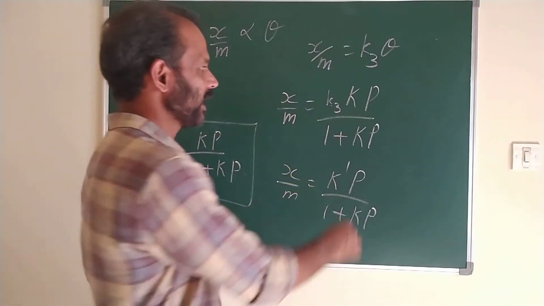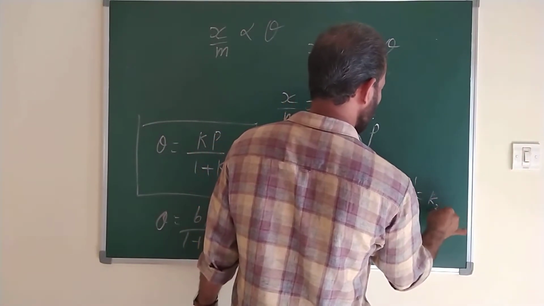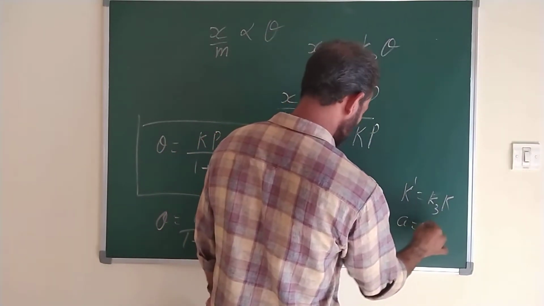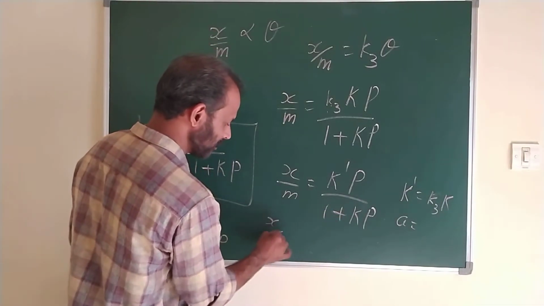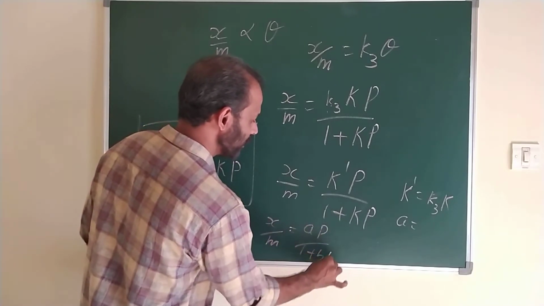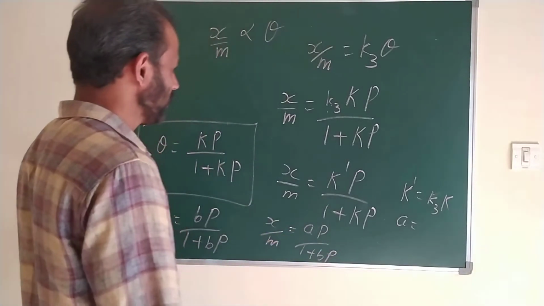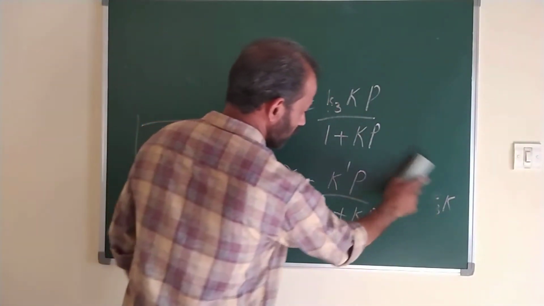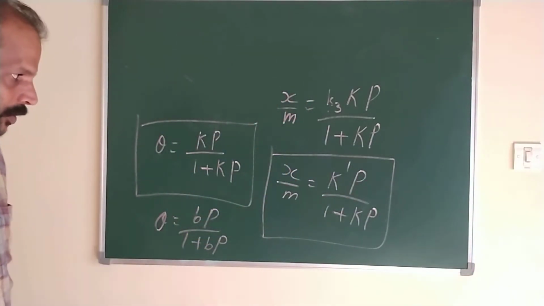Again the same equation, where k dash is equal to k3 into K. Instead of k dash, you can put it as a, and instead of K put b. So some textbooks have it as ap divided by 1 plus bp. Doesn't matter, all these are constants, the notation may be different. Okay, so this is the expression for Langmuir adsorption isotherm.